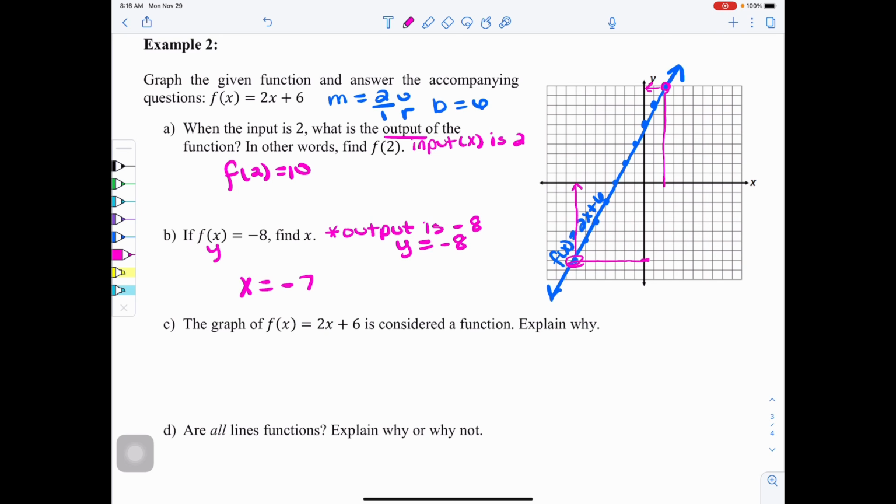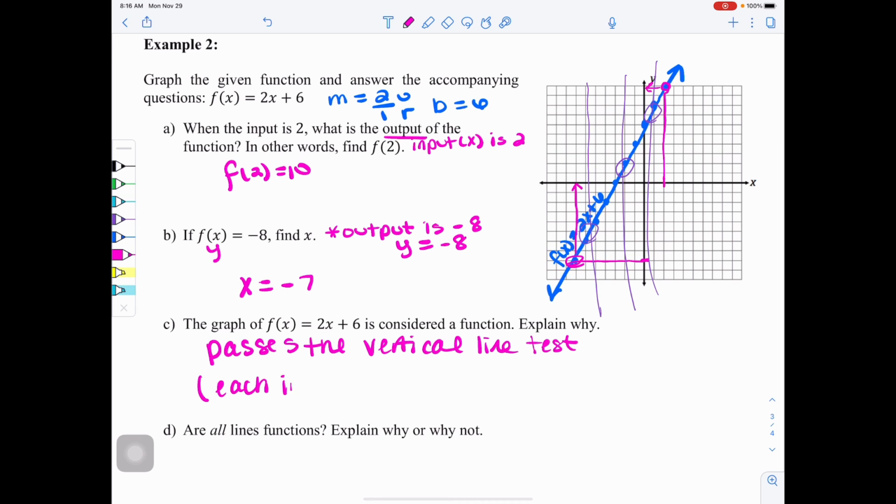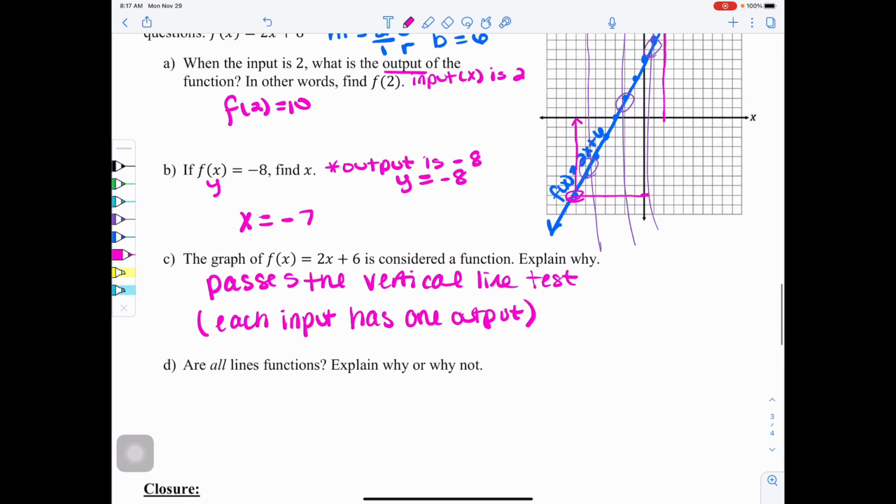In C, the graph of f of x equals 2x plus 6 is considered a function. Explain why. Looking at that and knowing what we've talked about before, if I were to draw a vertical line anywhere on this picture, I'm only intersecting my graph one time. So it passes the vertical line test. Or remember, you could say each input has one output.